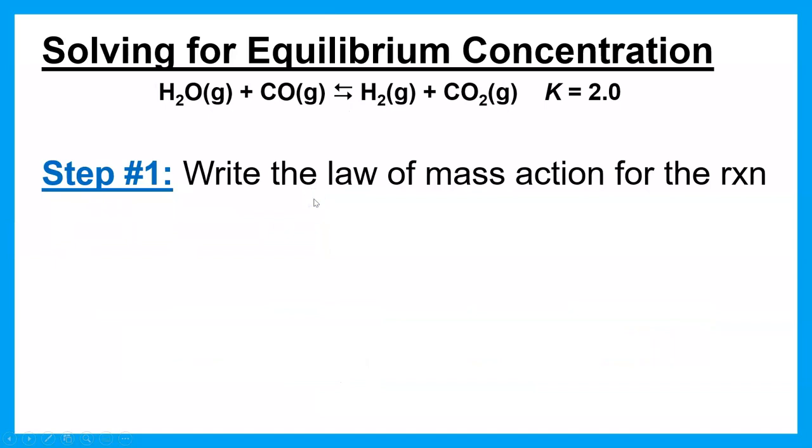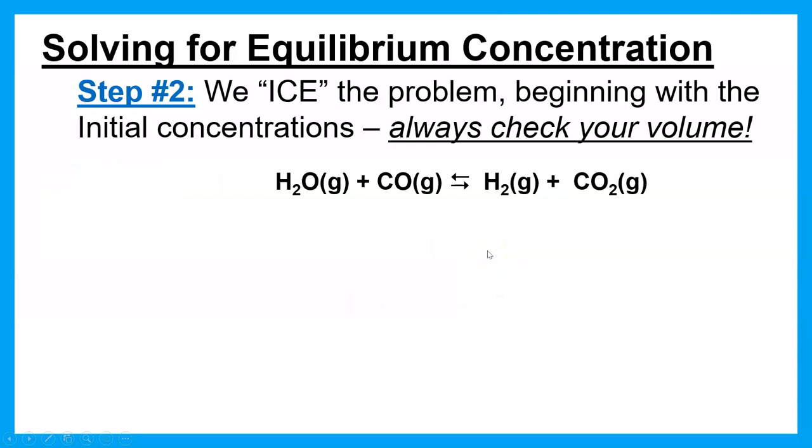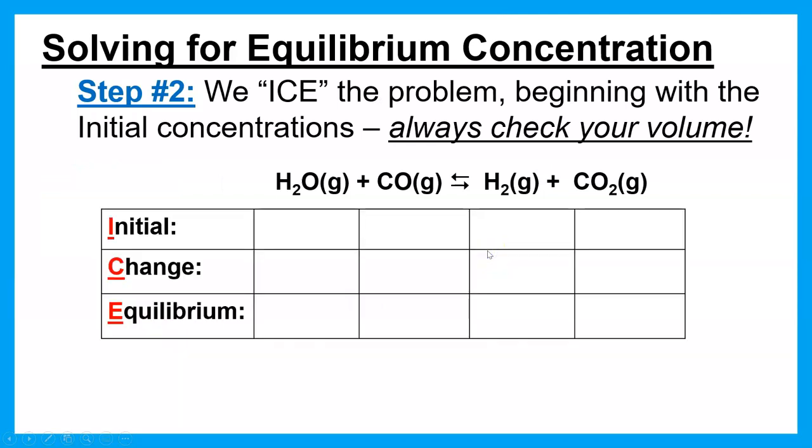You always want to make sure you start by writing out your law of mass action. The nice thing here is that we do know the K value. Sometimes you're trying to solve for K when you know the equilibrium concentrations, but this time we were given the K value. We're trying to solve for these things in here. So what we would do is we would use an ICE table.